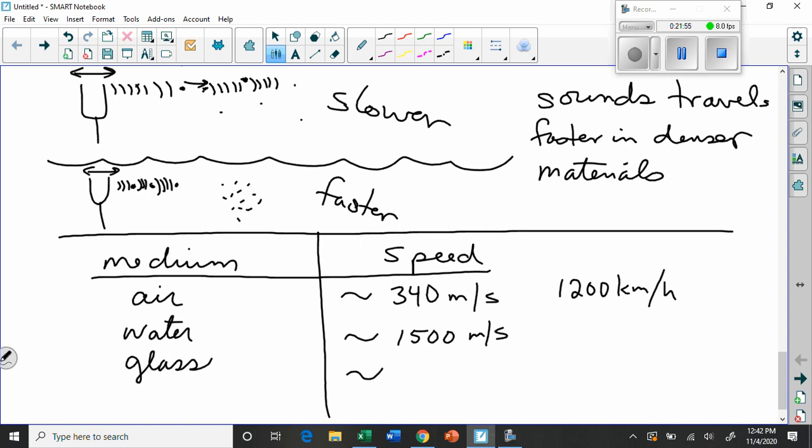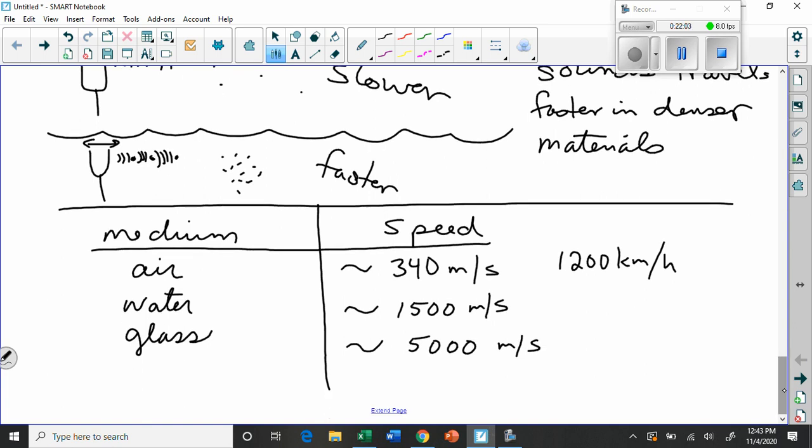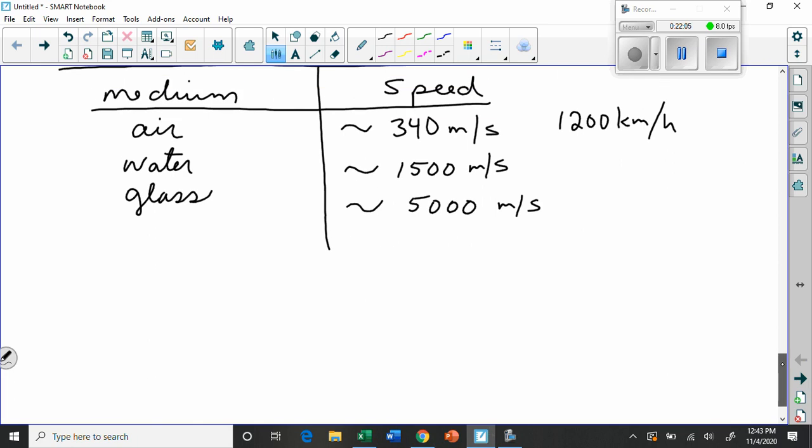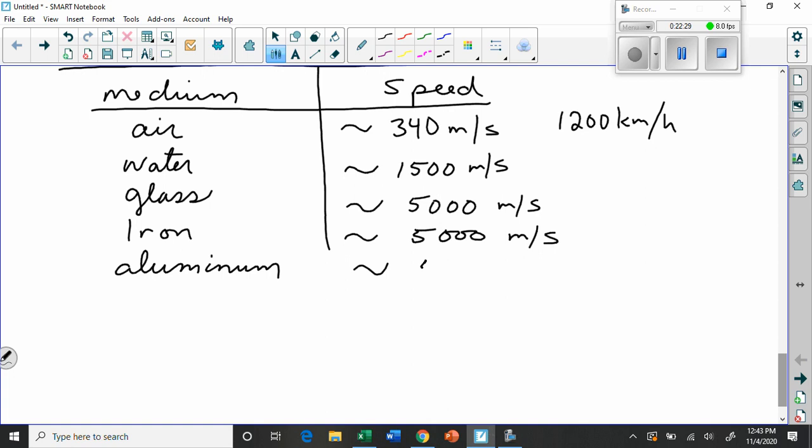Oh, this is going to be about 5,000 meters per second. Very fast. See, because glass is much more dense. And then just to give you an idea, we can put a couple more things on this chart just for fun. Iron. If you were encased in iron and you tried to scream, and you could somehow vibrate, iron is pretty much the same as glass. And then aluminum. I want to do aluminum because we're going to do a little experiment later with aluminum, a little demonstration. It's about 5,100 meters per second. Very fast.